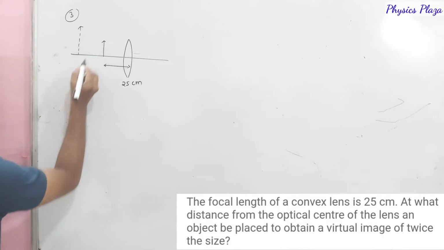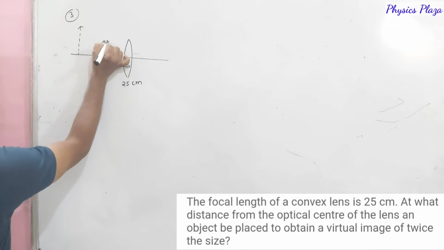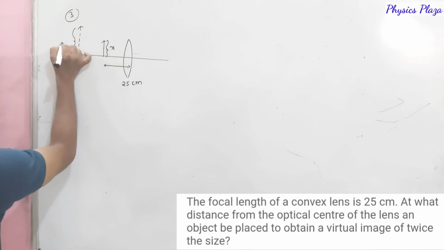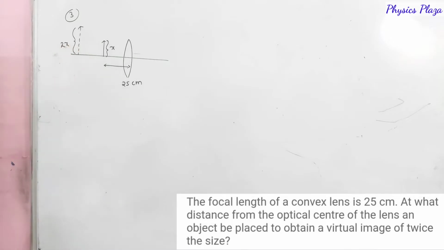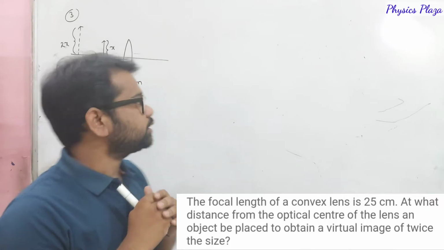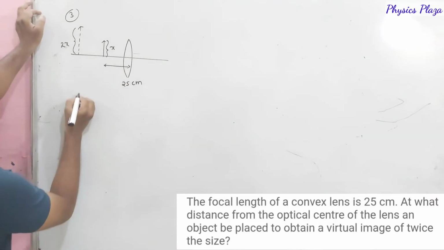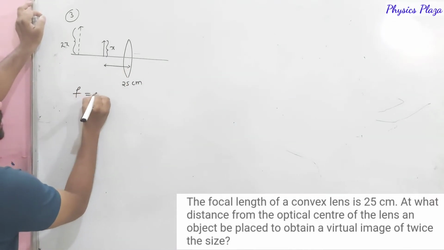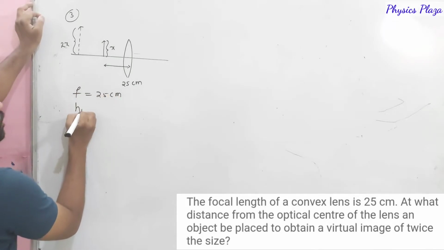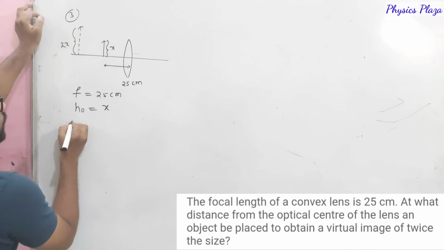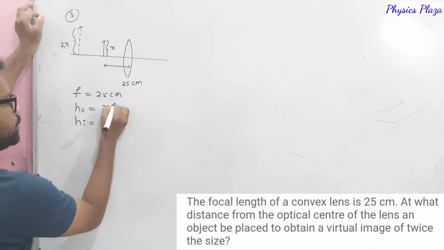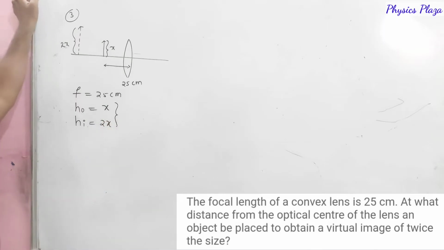So children, suppose the object size is x, then the image size is going to be 2x. To get such an image, where should the object be placed? According to the sign convention, the focal length of a convex lens is positive, that is 25 centimeters, the object height is positive x, and the image height is going to be 2x. So children, from this we can calculate the magnification directly.